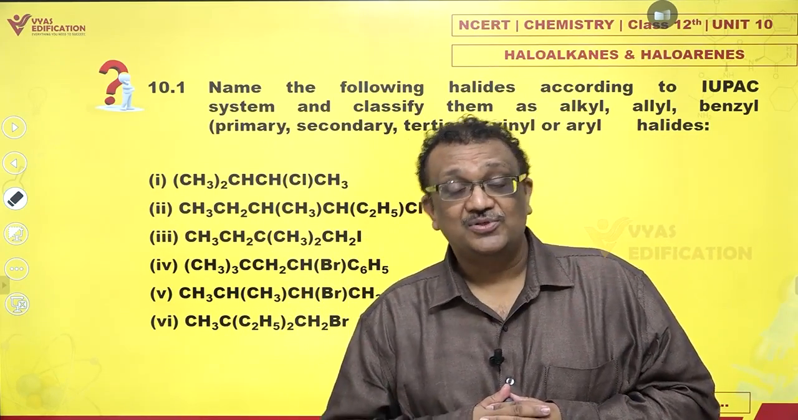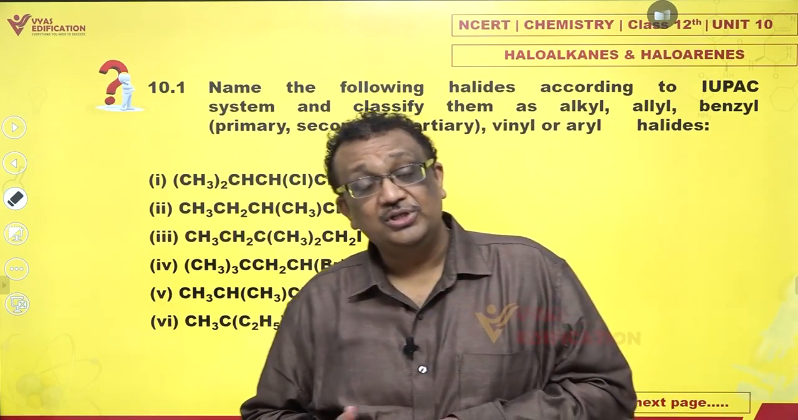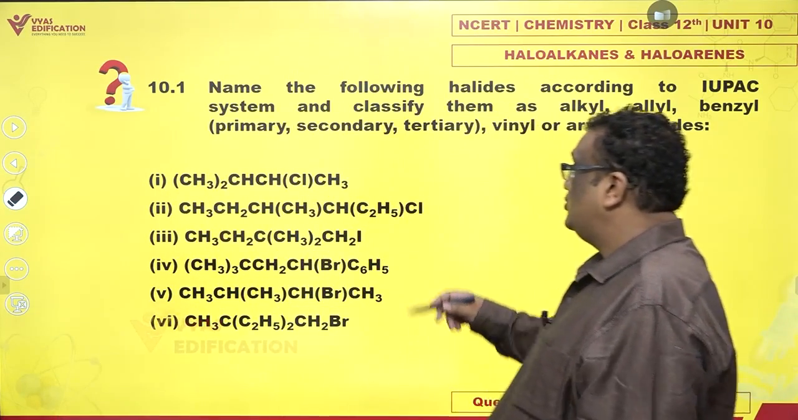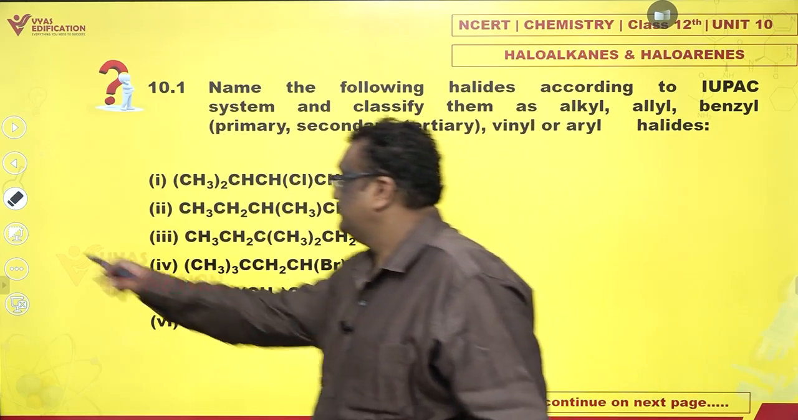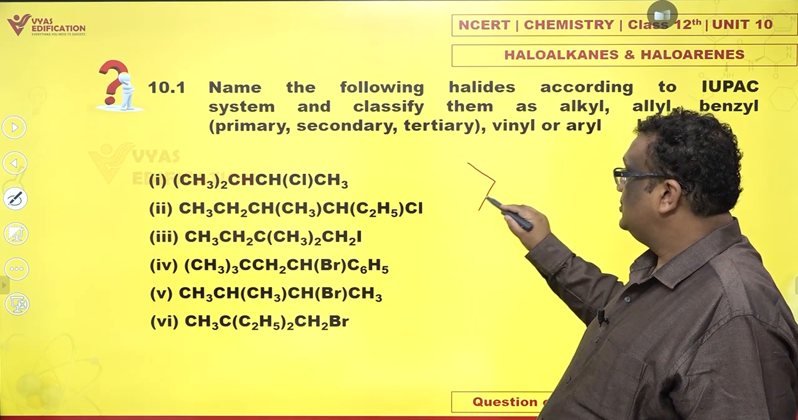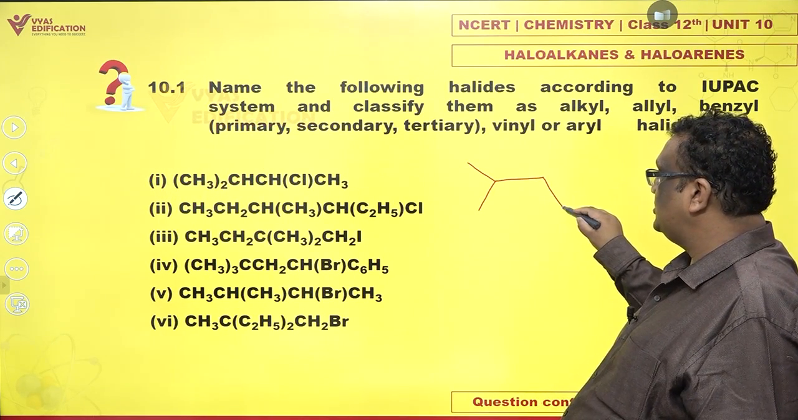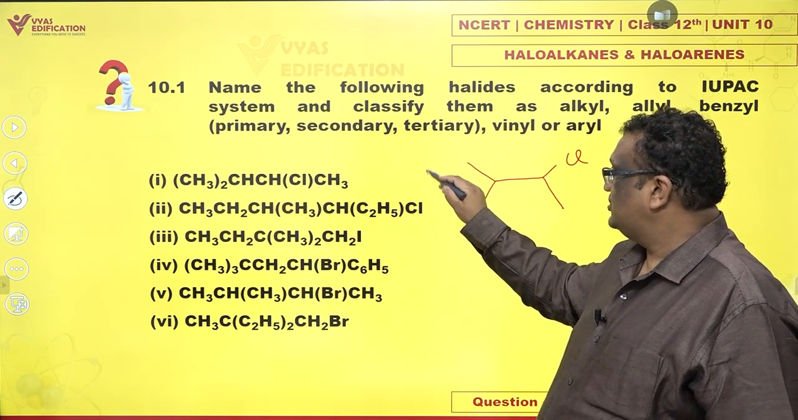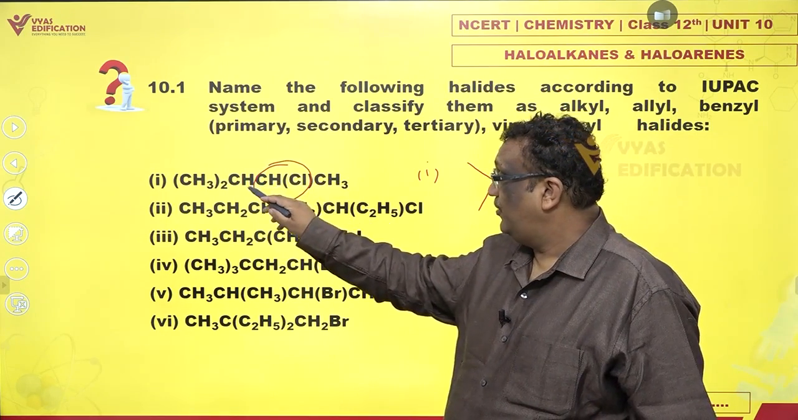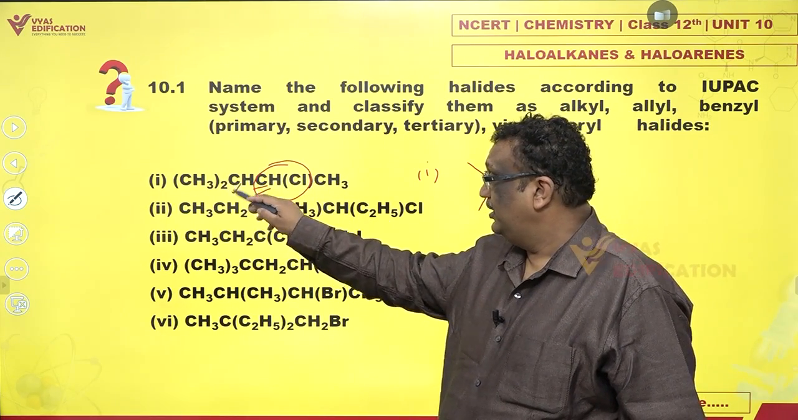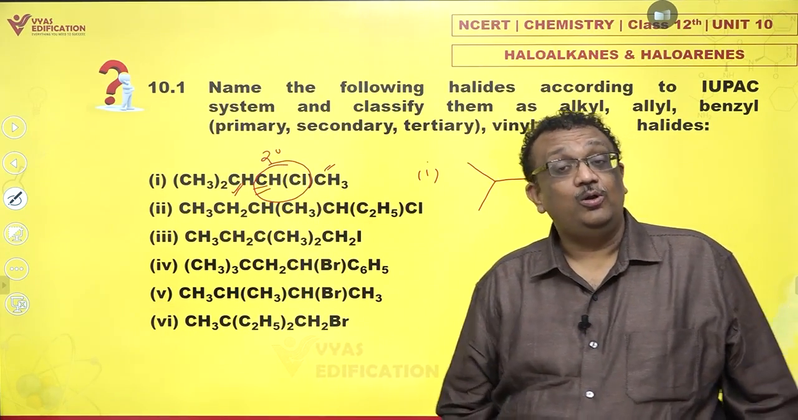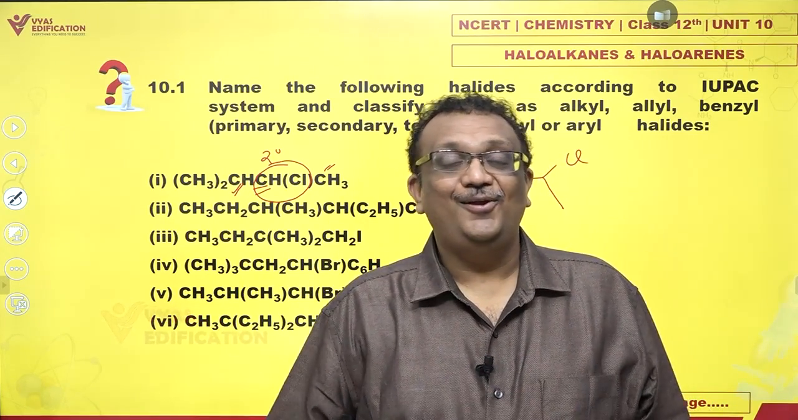Hydrogens attached to such carbon atoms are called primary, secondary or tertiary hydrogens, and halides attached to such carbons are also called primary, secondary or tertiary halides. Like, if you just take a look at the very first one, what do we have? We have (CH3)2CH, CH, CH3 and Cl. Can you see that this chlorine is attached to this carbon and this carbon is attached to 1 and 2 other carbon atoms? This is a secondary carbon atom, so the chloride also is a secondary chloride.